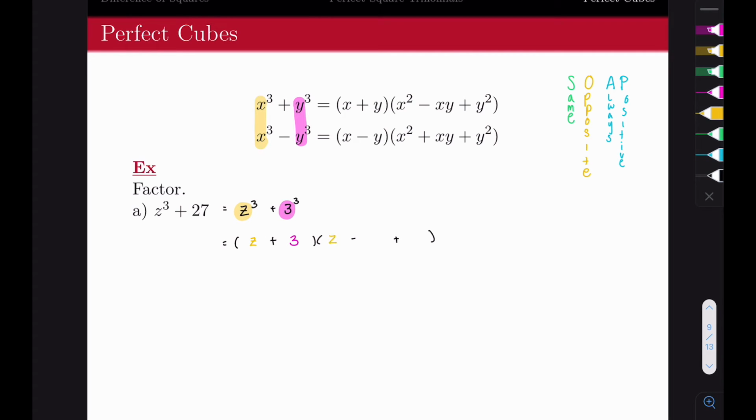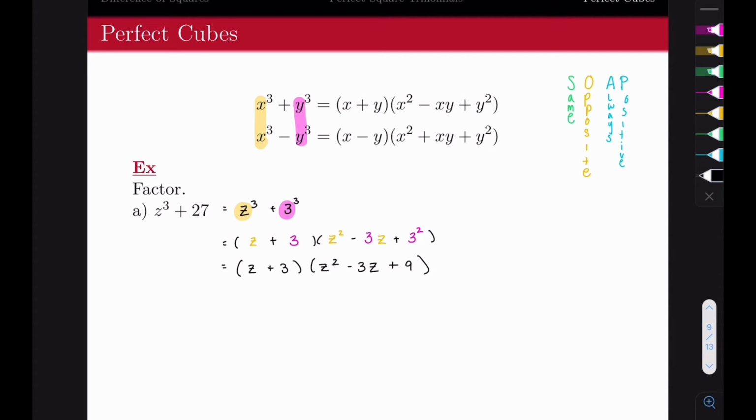And now in this front piece, I'm going to take z squared. In the last piece, I take 3 squared. And in the middle, I do the product of 3 and z. So we have 3z. Okay. So to just clean this up, because we do have a little bit of algebra to do, that's z squared minus 3z plus 9. Okay. So this is my fully factored form.